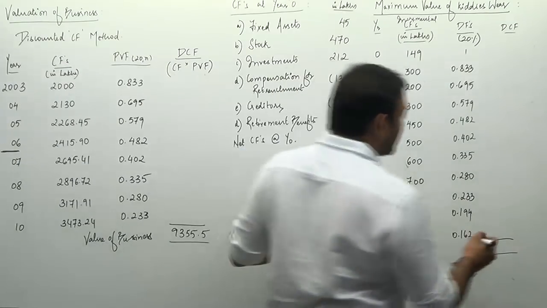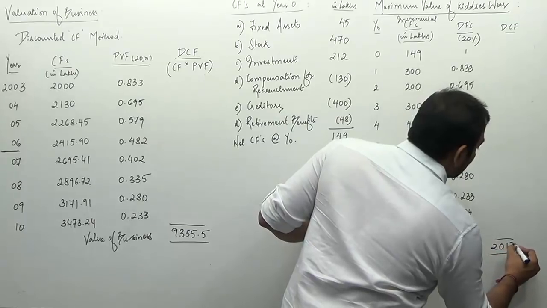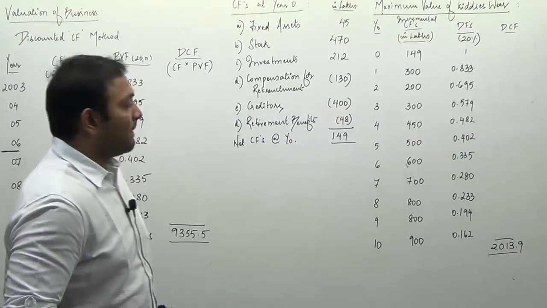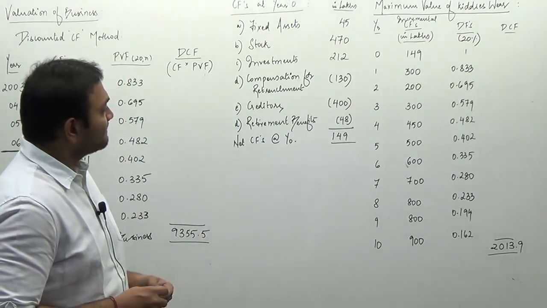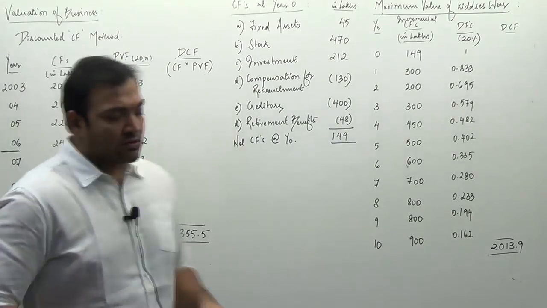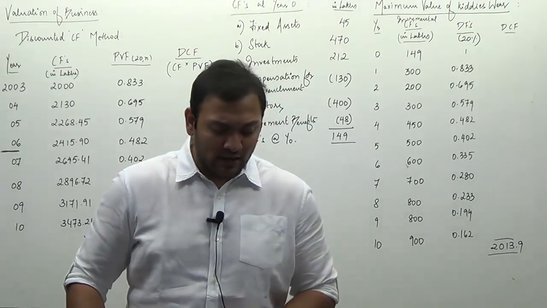Can I have the answer? 2013.9. Maximum what they can offer to Kids Wear? 2013.9. He is also asking you what is the difference with the independent valuation of Kids Wear.